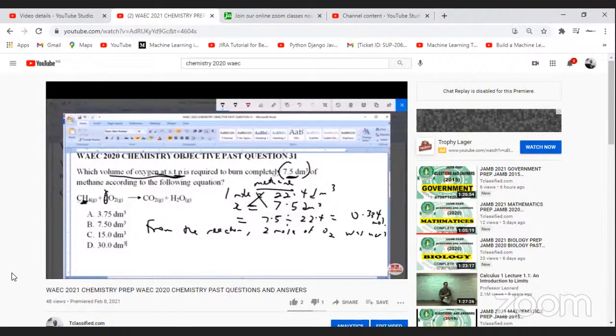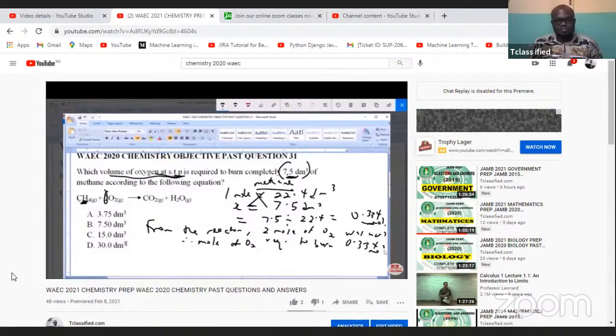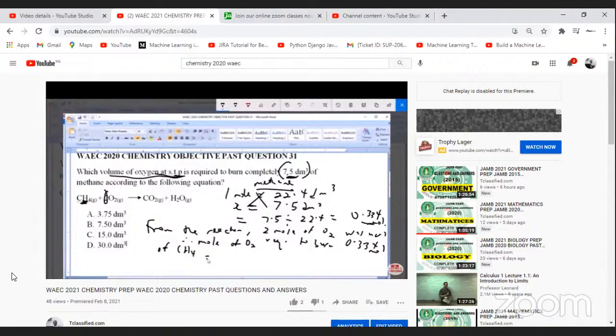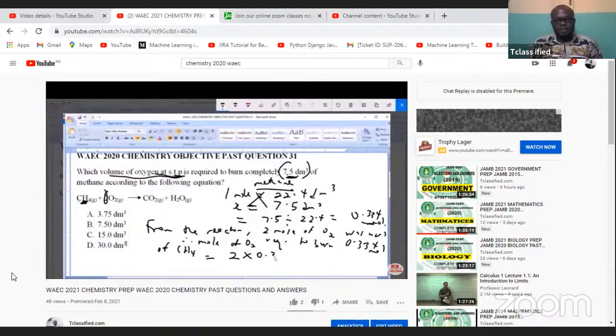It said, what volume of oxygen at STP is required to burn completely 7.5 dm³ of methane, according to the following equation? And it gives CH4 plus 2 moles of oxygen equals CO2 plus water. Good. So how do you go about it?